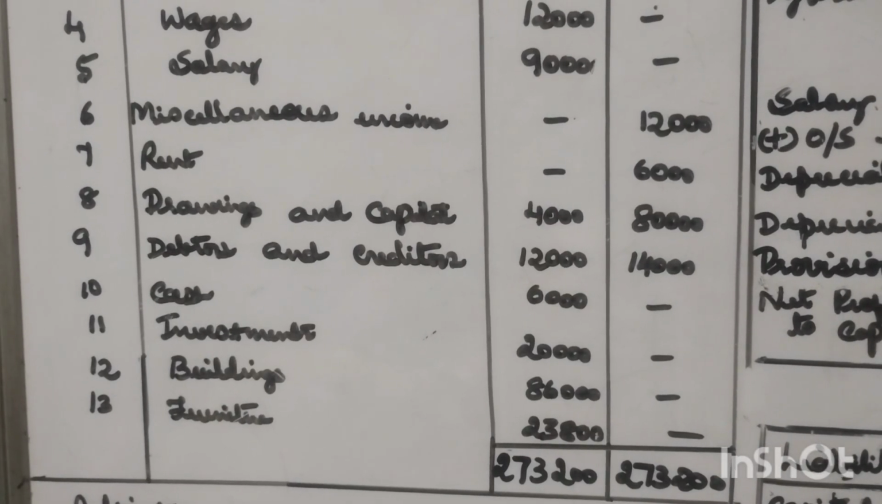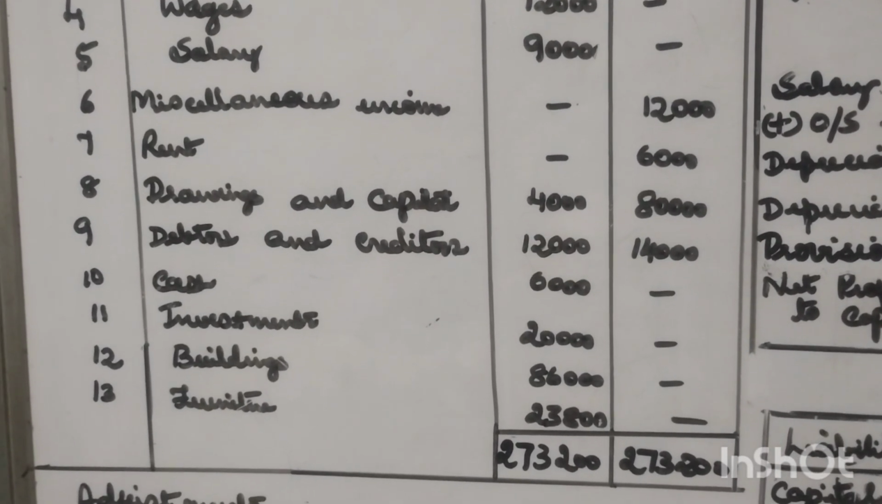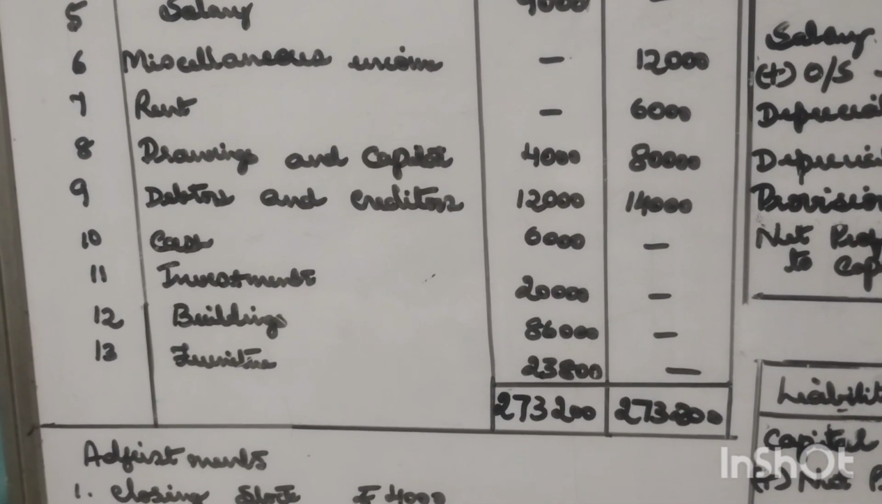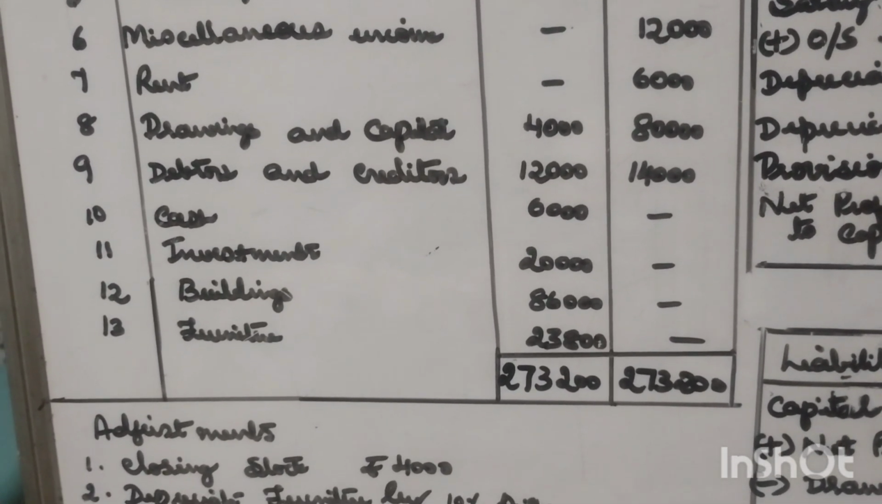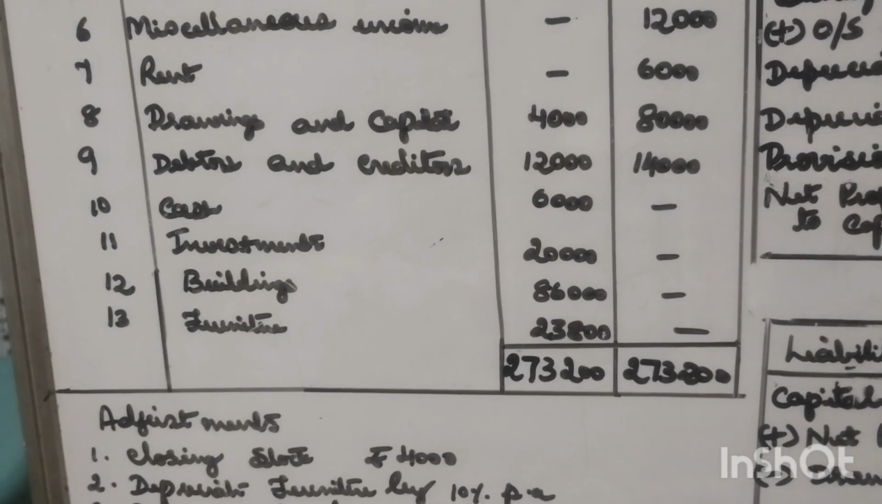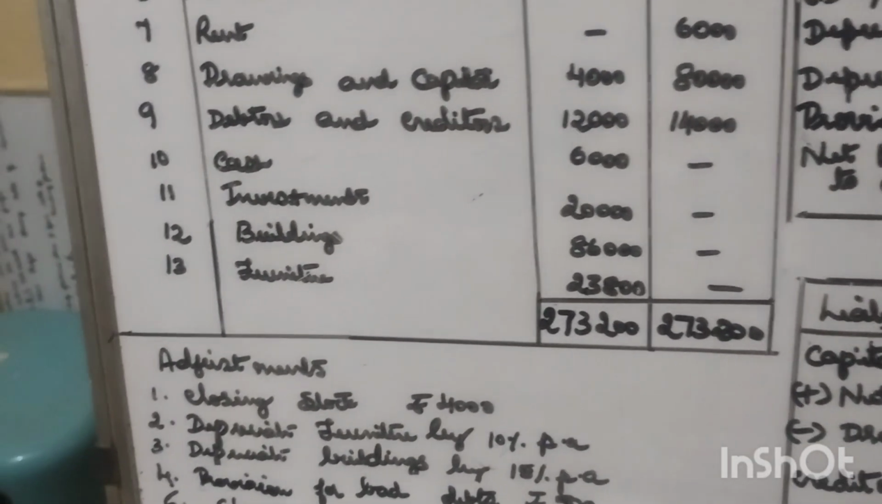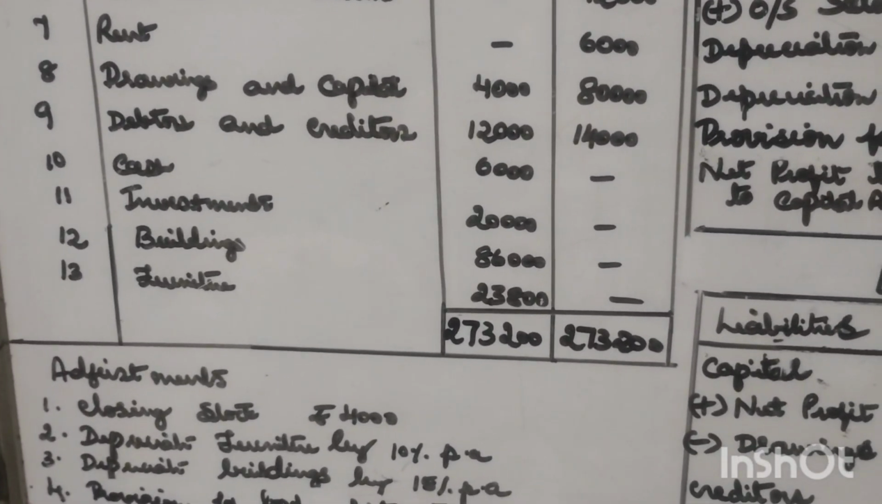Drawings and capital, that is in the balance sheet. Debtors and creditors, balance sheet. Cash, balance sheet. Investment, that is an asset, balance sheet. Buildings, furniture, fixed assets, balance sheet.